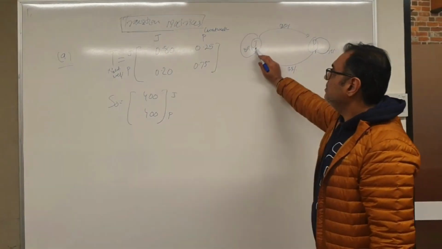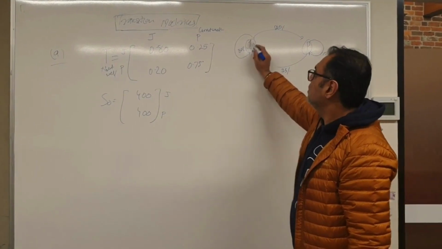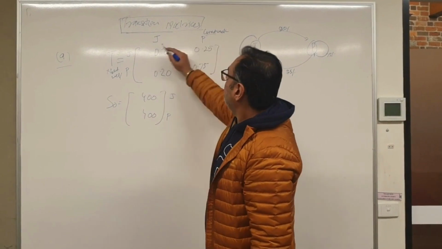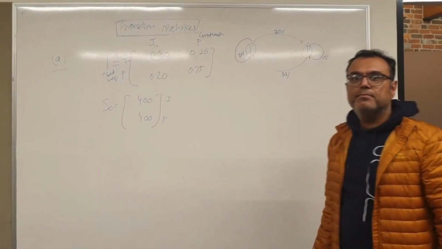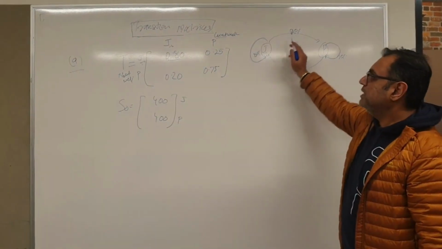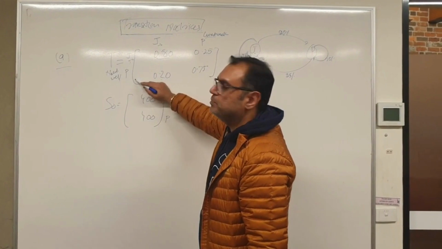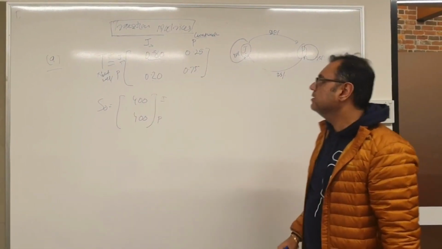So 80% of people who have eaten at Jill's this week will return back to Jill's. Current week Jill's, next week Jill's. So JJ will be 0.8. The rest 20% will go to Pete. So Jill to Pete is 0.2. They add up to 1. So that means I'm fine.